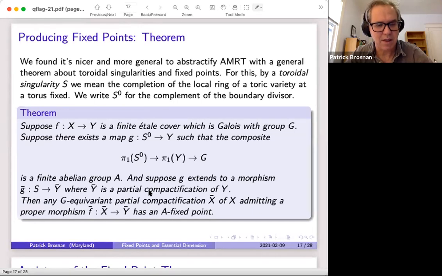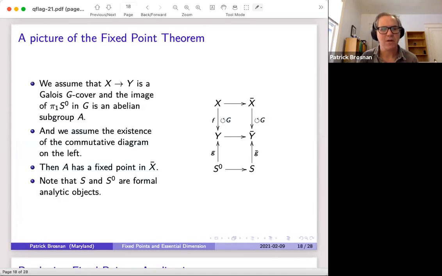So here's the picture. We have X to X bar, Y to Y bar. Those are the maps here. And then G is acting on X. And this map X to Y, we're assuming that G is acting freely on X. So this is like a G torus.